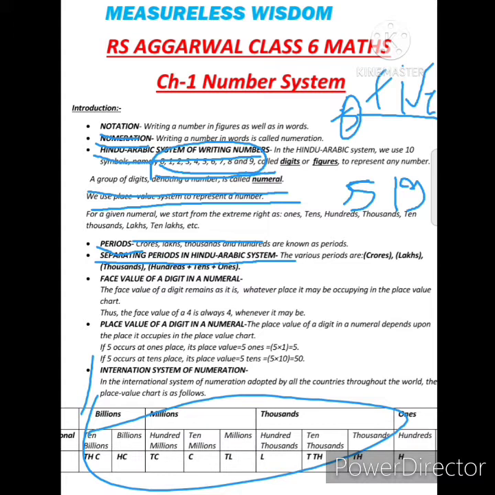Still now you all have understood, so I am going to the next point. I would like to repeat that the various periods are crores, lakhs, thousands, hundreds, plus tens, plus ones. In this you can see there are three plus points in this place. Why are there three plus points here?